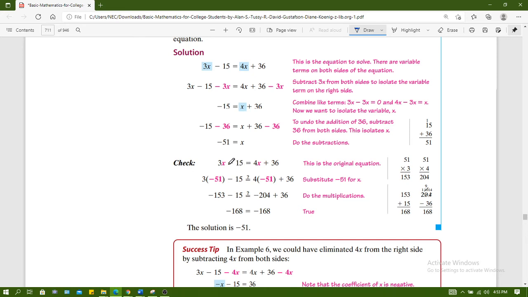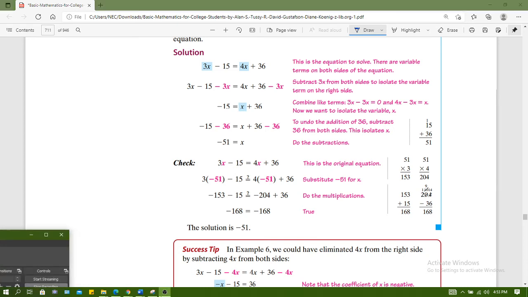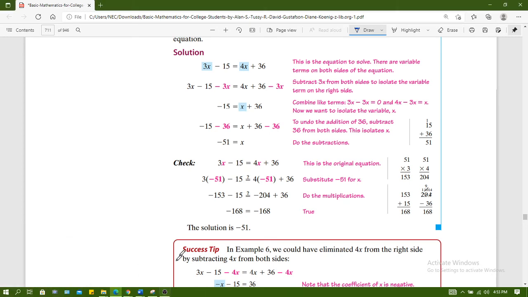Now, you check if the negative 51 from your equivalent equation is really a solution to this equation. So, 3x, x should be replaced with negative 51. Some videos will tell you that you need to plug in. Yeah, it's still valid. Plug in the value of x, which is negative 51 here also.